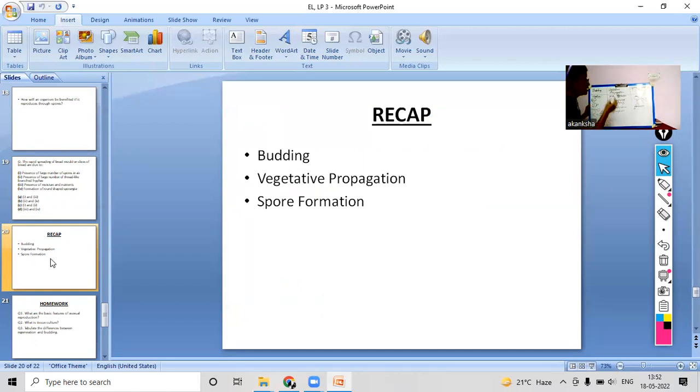And then the second asexual reproduction process we discussed was vegetative propagation, that happened in rose plant, potato, sugarcane, and grapes. And the two techniques that were involved were layering and grafting. And the third process was the spore formation process, right? So spore formation was that occurred in the rhizopus. And here the asexual reproduction occurs with the help of spores. So this was all about the recap.